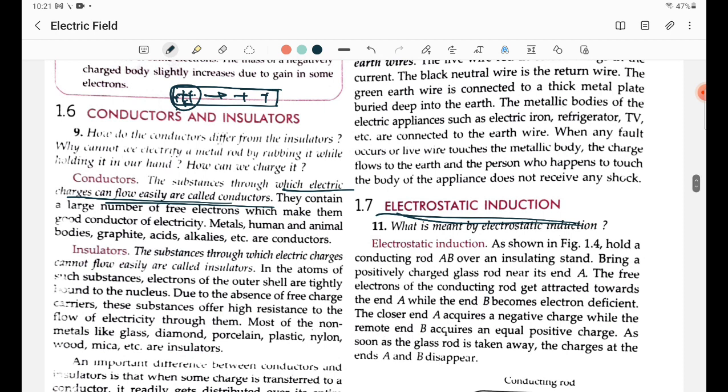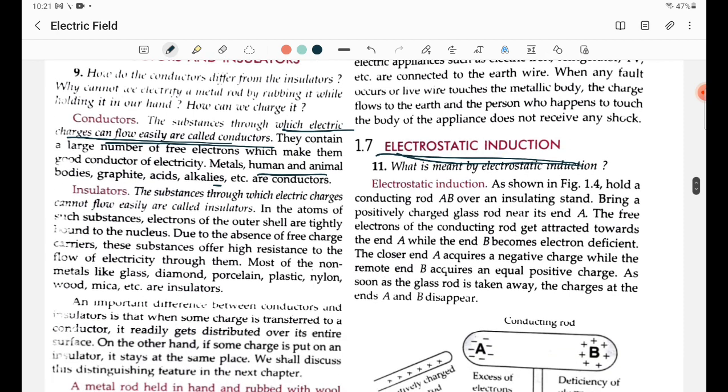And because they have a large number of free electrons, they are good conductors of electricity. Examples are given. The human body is itself a conductor. That's why we get shock. That's why, whenever there is a chance of getting shock, you stand on wood, because wood is an insulator. Otherwise, if you directly do it, your body is a conductor and the ground is a conductor.